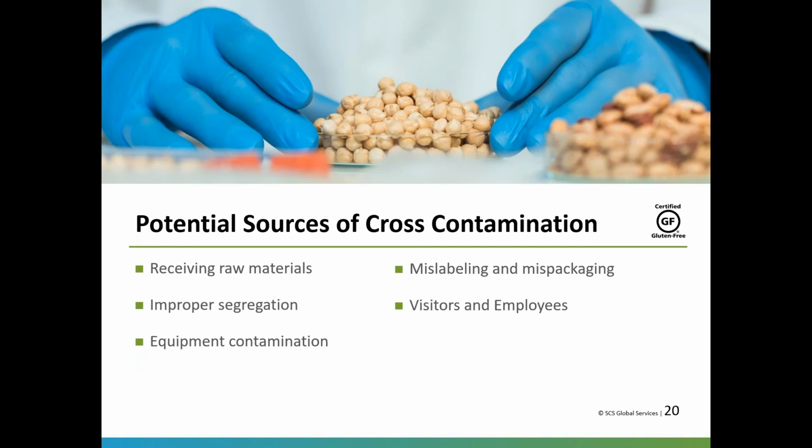Some of the main ones are at receiving, when you're receiving raw materials, if an incoming shipment is contaminated with something; mislabeling and mispackaging of materials or finished products; improper segregation; if any visitors and employees bring anything into the facility or aren't observing proper hygiene, that could cause some cross-contamination. And equipment may be contaminated, especially in mixed-use facilities.